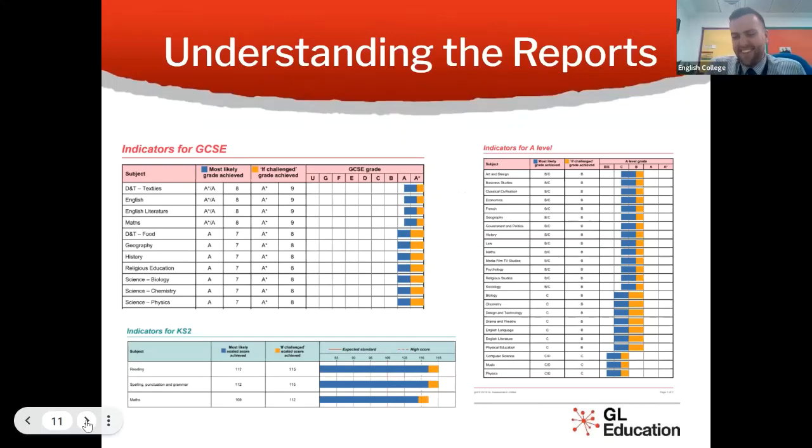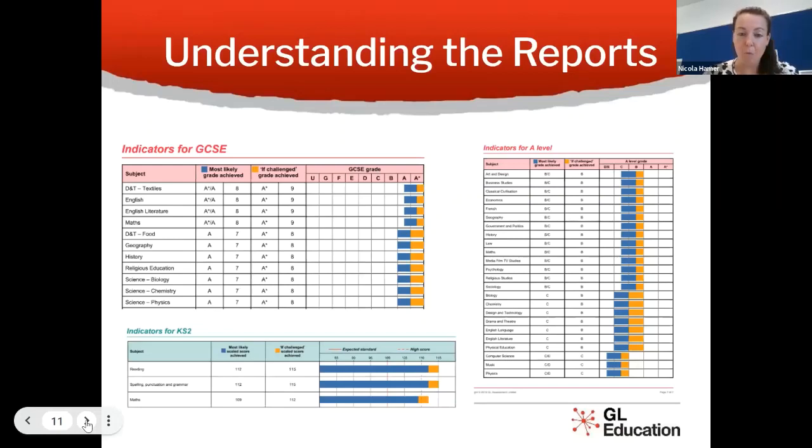So some year groups will have a diagram like this inside their CAT4 report. Now, not all year groups. These are indicators of how your child may do in different subjects. Now, the word to stress there is may. This is not a prediction, it's an indicator.